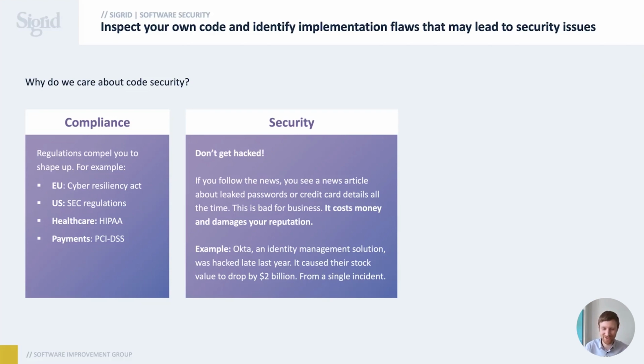On this slide, I put the biggest example I could find. There's Okta. They are a software provider for identity management. They were hacked somewhere late last year, and as a result of the news coming out, in the next day or couple of days, their stock value dropped by $2 billion. That's a lot of money from a single security incident. Of course, their stock price did recover a little bit later, but yeah, that is no fun.